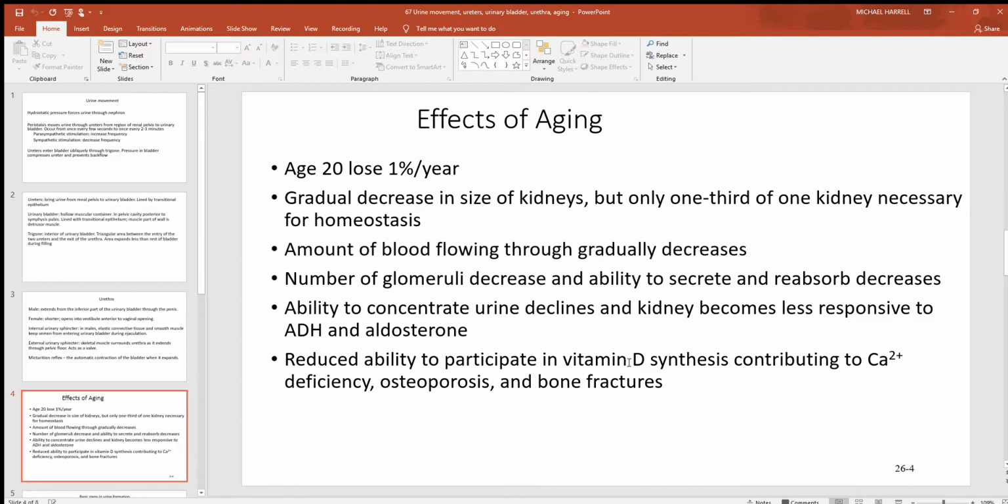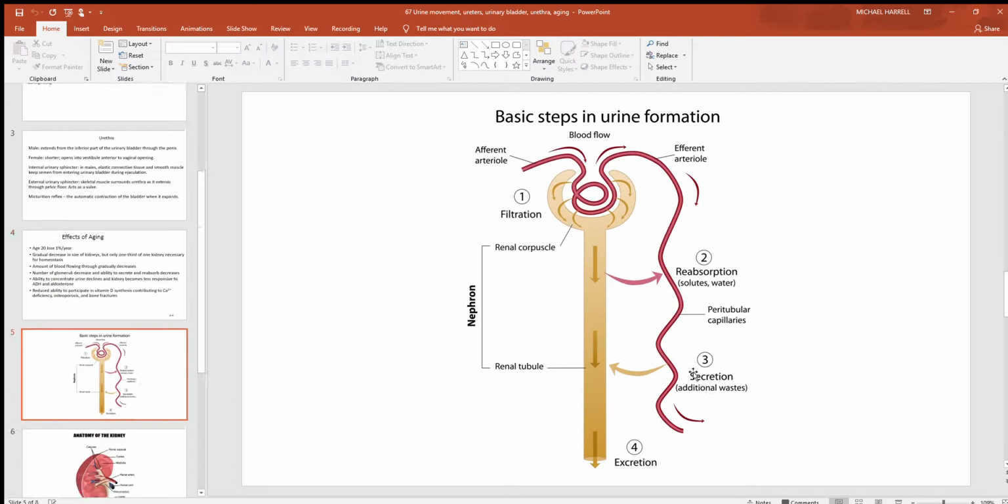Remember, vitamin D synthesis also occurs at the kidneys. Lose the kidneys, lose the vitamin D, you won't reabsorb calcium the way you should. Could lead to more osteoporosis, bone fractures, and things such as that right there.